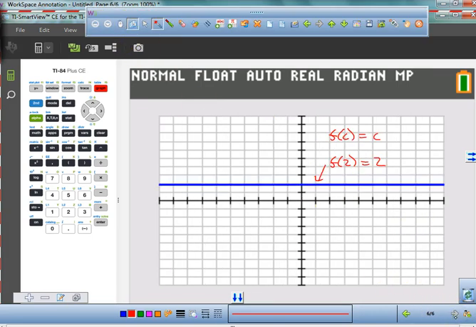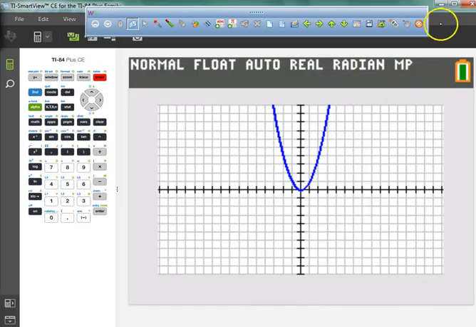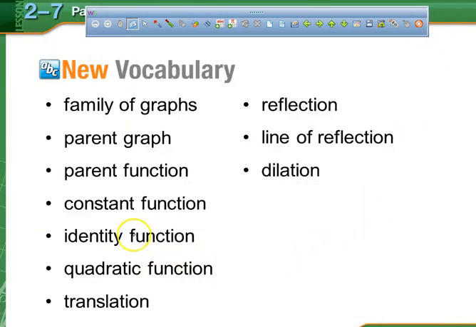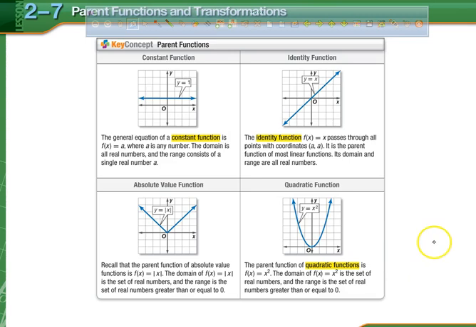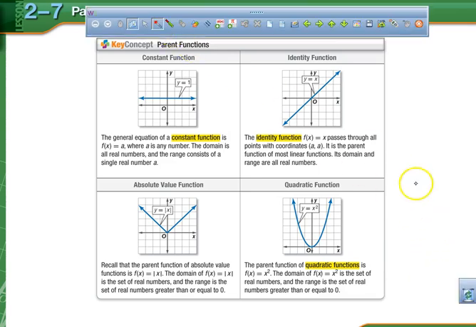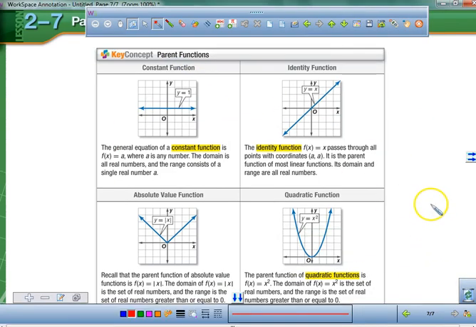All right, that's it. There's your constant. So right now, if we were to look at all of ours, we have identity, we have quadratic. We're going to be talking about different types of translations, reflections, and dilations. That's what we're going to do next. So right now, here are your 4 parent functions that you need to know.